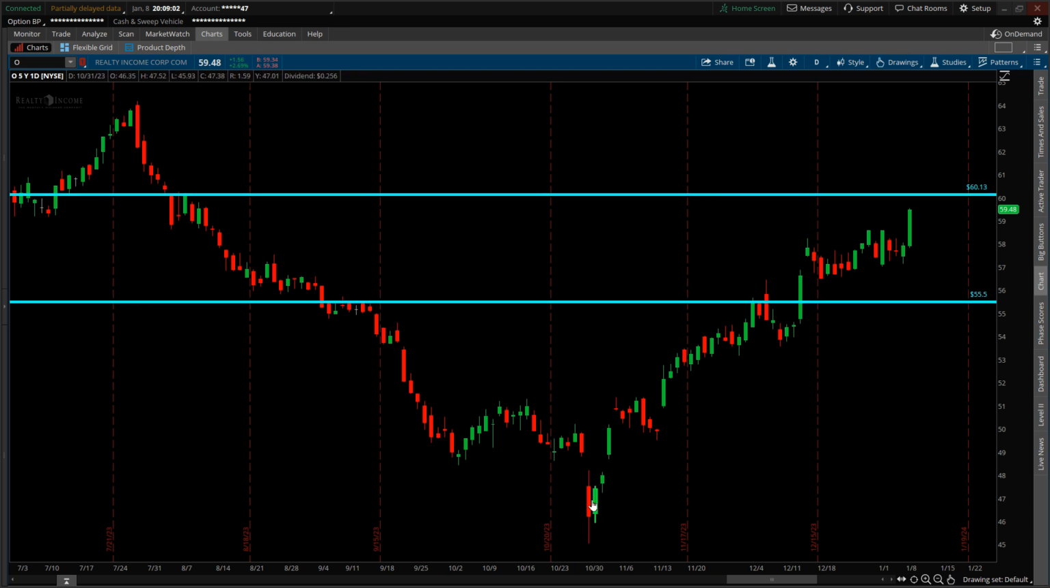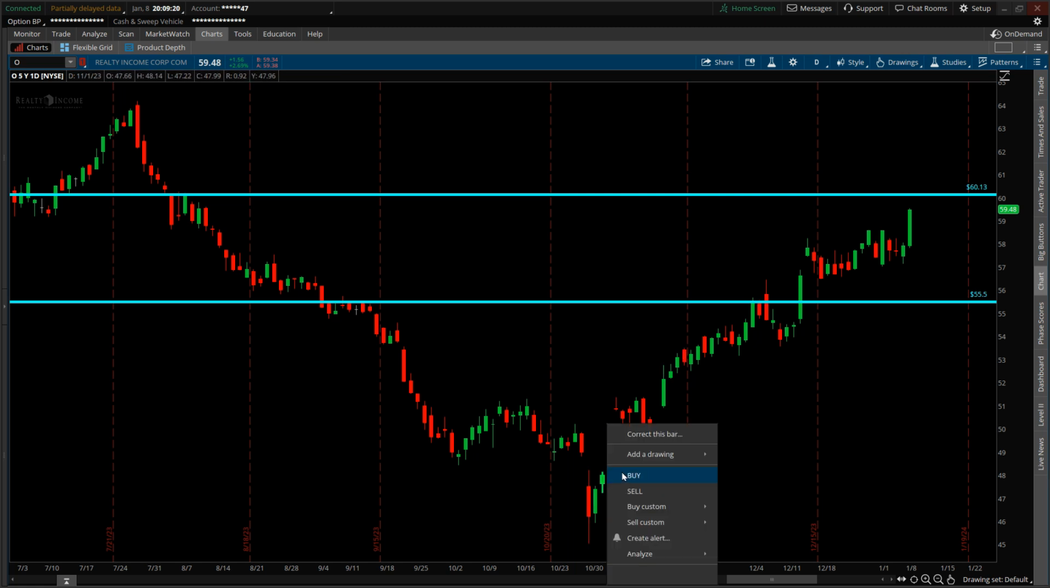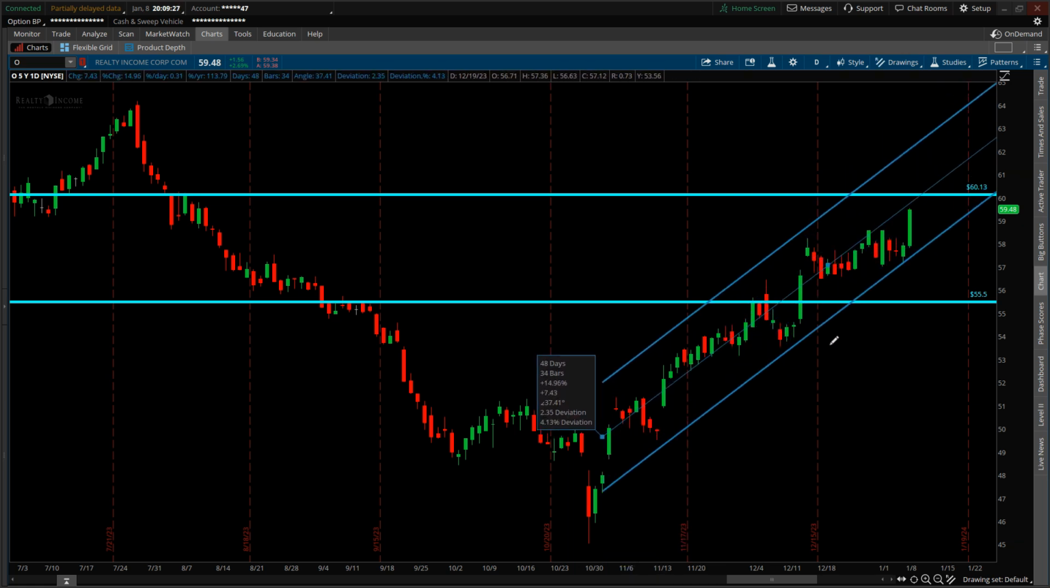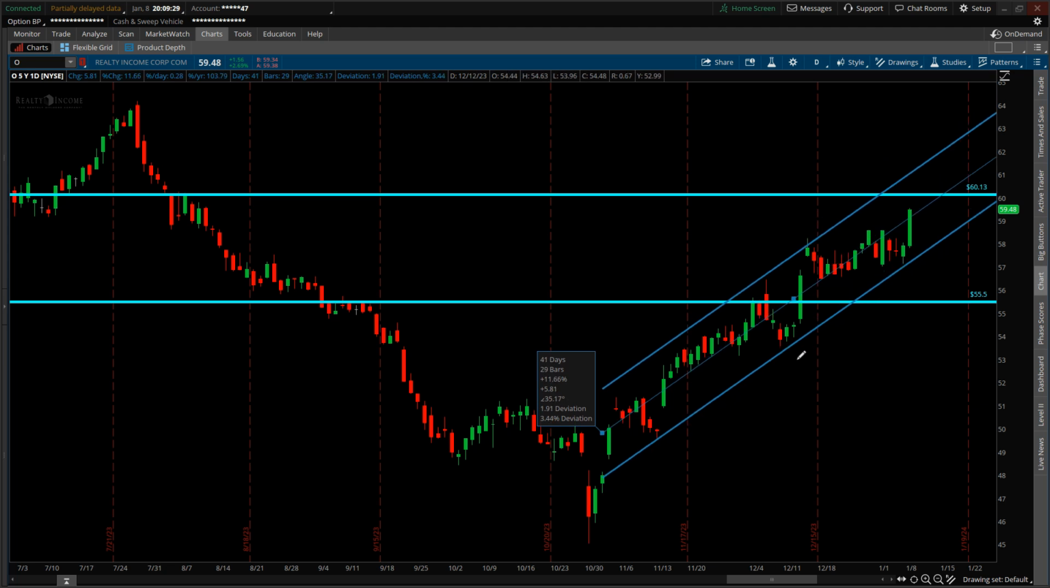So what I did was I overlaid this regression channel using this candlestick right here that generated a gap down in price, meaning that there was a significant drop, and then almost immediately price found a bottom and then bounced. I'm using this as an anchor point for a regression channel just to help me navigate through this. So the channel is an ascending bullish move to the upside.